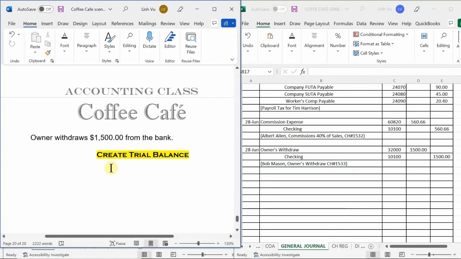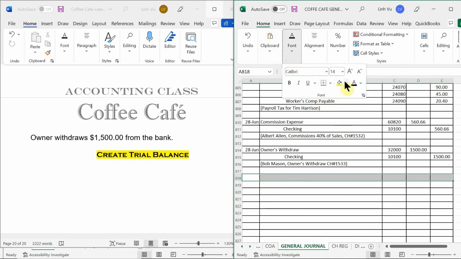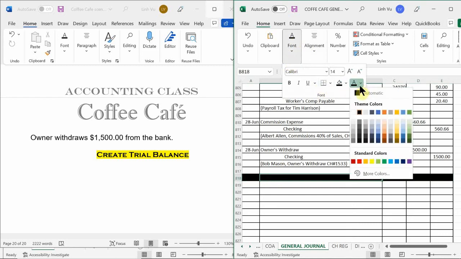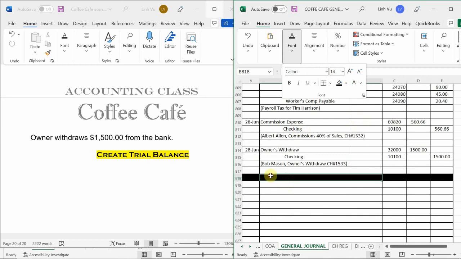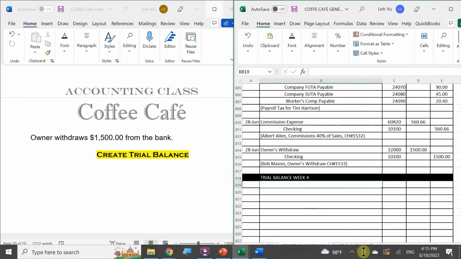All right. So here it says the next thing we've got to do is the trial balance. What I'm going to do here is block this section off so we know we are completed with week 4's transactions. That means if we are missing any numbers in our trial balance or we find a discrepancy, it's going to be within the transactions from the 21st all the way to the 28th. So, trial balance week 4. All right, and that concludes today's lesson.